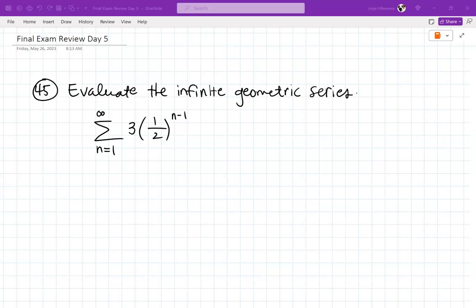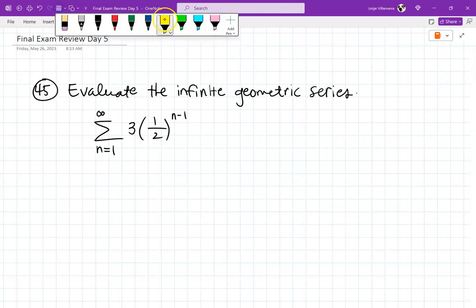All right, so the last day of review, this is day 5. We should finish numbers 45 to 55, and that's going to be it for your final exam. So you should have every single problem you need to study and review so that you can get ready for the final. So number 45 says evaluate the infinite geometric series.